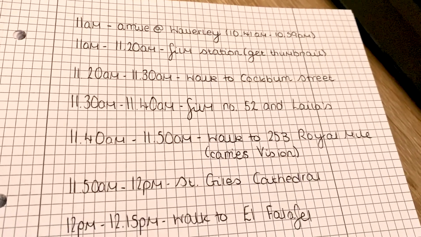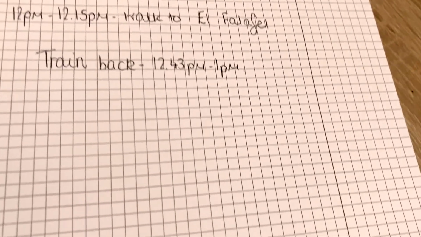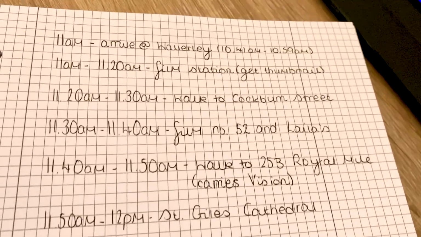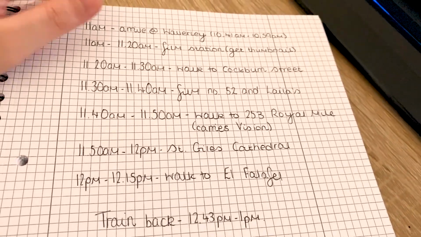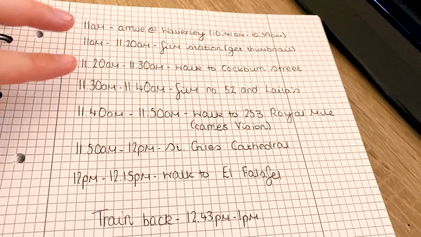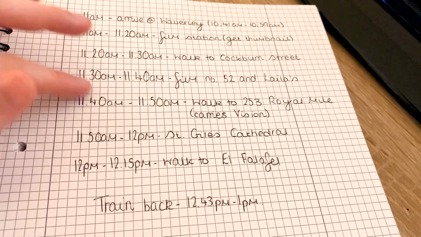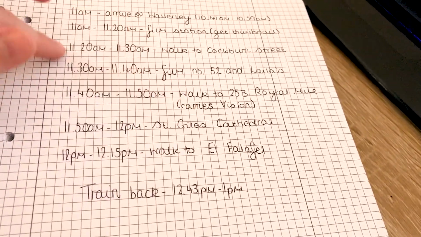Okay, so here we have my plan. Please ignore the annoying gridded paper. I accidentally ordered the wrong notebooks. It's really frustrating. But basically what I've done is I've identified all the different places I want to film, and then generally do a sort of time rundown of how long I'll be at each location, what I want to film, how long it'll take.